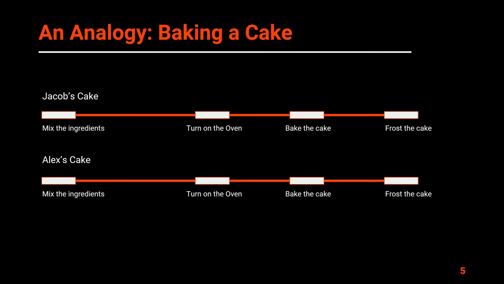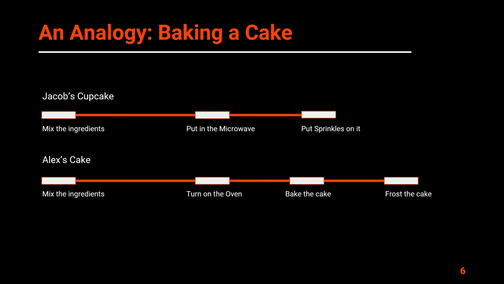They both mix the ingredients, they both turn on the oven, they both bake the cake, and finally, they both frost the cake. So they all, again, happen in sequence. We're just having the same program run on multiple threads. We can also have a situation where we each have our own program. They still both behave in a synchronous manner, but they both do different things.